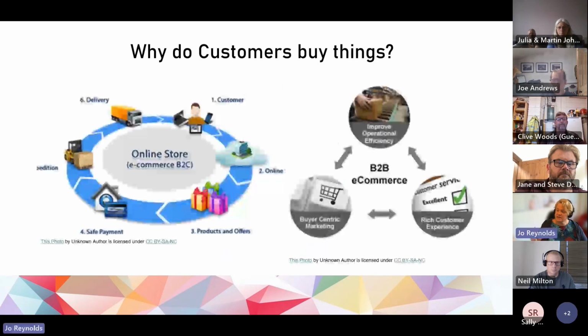This diagram shows a sort of circle for B2C, an online store, and also for B2B commerce. So the sorts of things that people are looking at, they're looking at buying online because it's quick. Oh my God, I've forgotten to send that Mother's Day present. If I order something on Amazon now, I can get next day delivery and it goes straight to their door. So I don't even have to wrap it or do anything.